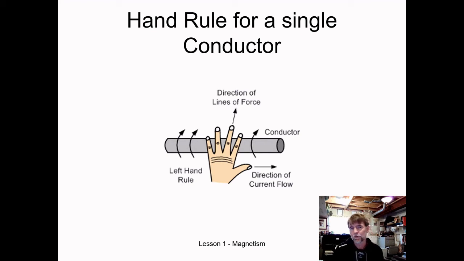What would happen if you grasped that conductor with your right hand? Your thumb still has to point to the right, that's the direction of current flow, but your fingers are now going to come up across the back and down across the front. So we get the other answer. Depending on whether we use our left hand or our right hand, we get opposite answers. So why both hands? What's going on?